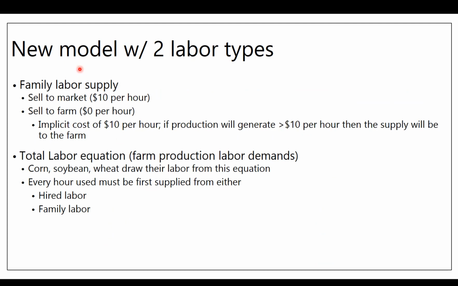Okay, so how do we do that? Well, we need a model with two labor types. A family labor supply that can sell to the market at $10 per hour or sell to the farm at $0 per hour. That's an implicit cost of $10 per hour because there's an alternative activity that pays $10. So if production will generate greater than $10 per hour, then the supply will go to the farm. If not, it won't. But we're not going to make an explicit charge because the binding constraint is always going to do that. So we have a family labor supply, then we need a total labor equation, the farm production labor demand. So the corn, soybean, and wheat draw their labor from this total labor equation. Every hour used in that total labor availability equation is going to be either hired labor or family labor. And so in this way we can get family labor and hired labor to still be perfect substitutes on the farm, but they're not perfect substitutes in the market in general.